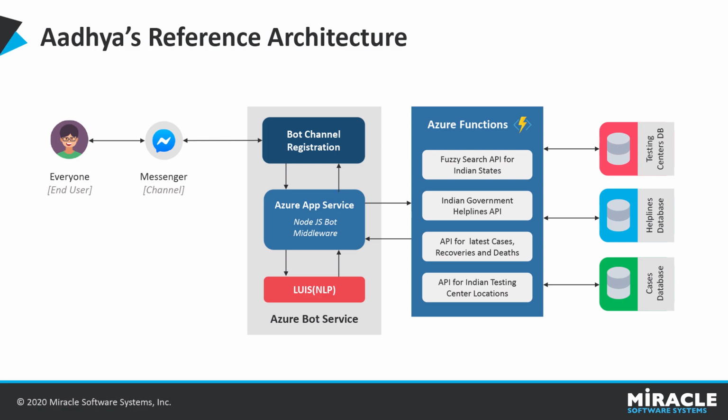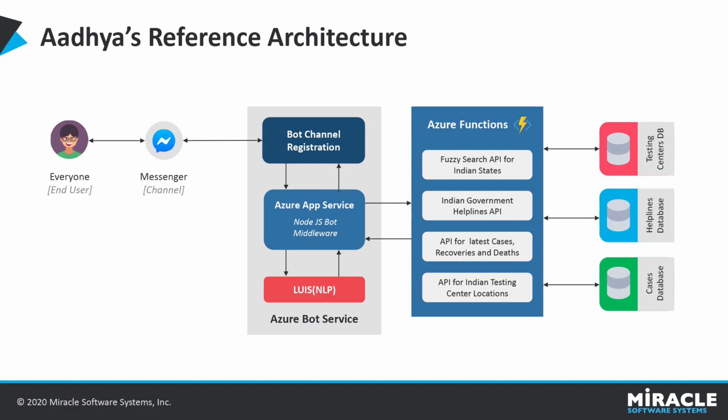The backend consists of the Azure bot service deployed on Microsoft Azure, which consists of three main components: the bot channel registration that handles the integration with Facebook Messenger, LUIS NLP, which is the natural language processing engine that helps us identify the intents and the entities, and of course the Azure App Service, where we have our bot middleware, which handles the routing of the conversations, the dialogue management, and the context management.